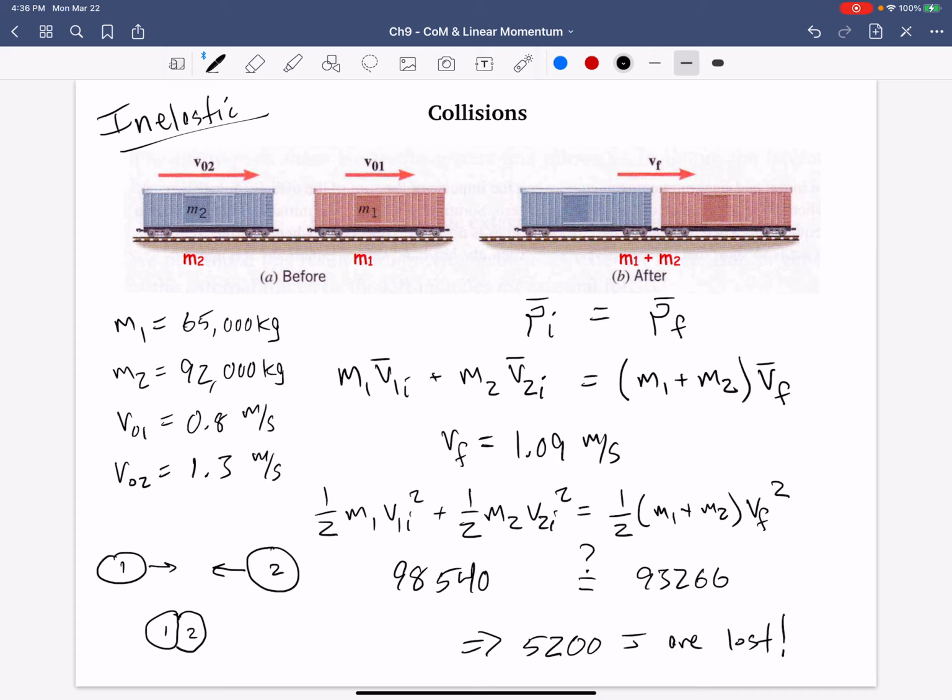Okay, so two instances of inelastic collisions, right? One, when objects collide and stick together, and two, when they collide and deform shape, but then they move apart. Okay, they don't stick together, but they deform shape. In both cases, kinetic energy is not conserved, but linear momentum is conserved. Okay, so keep this in mind when doing these collision problems, right? This is very, very important. Okay, so with that, thanks for watching.